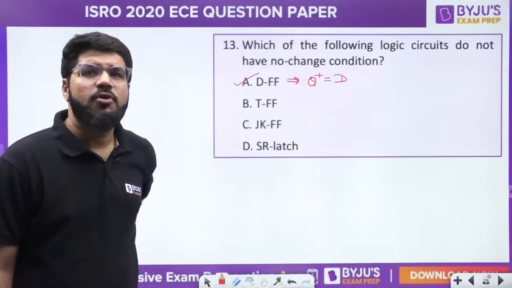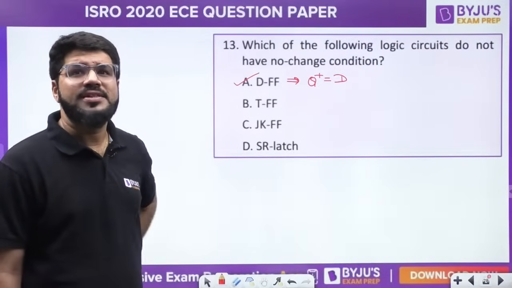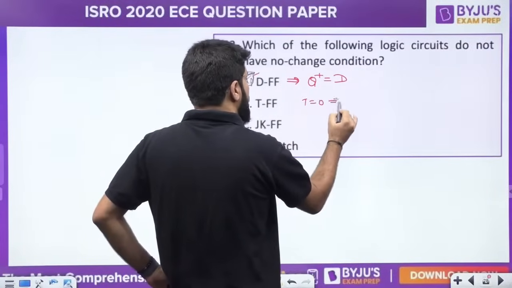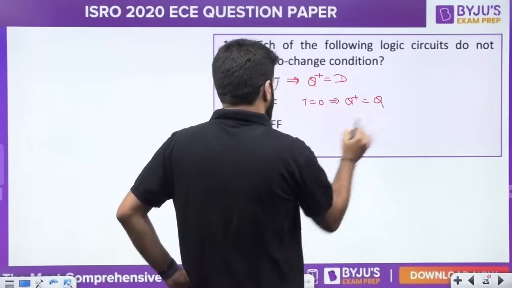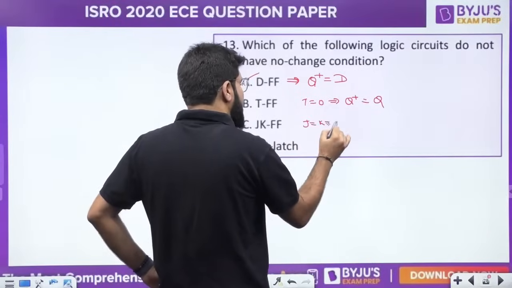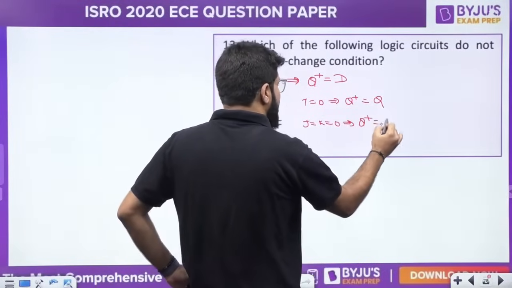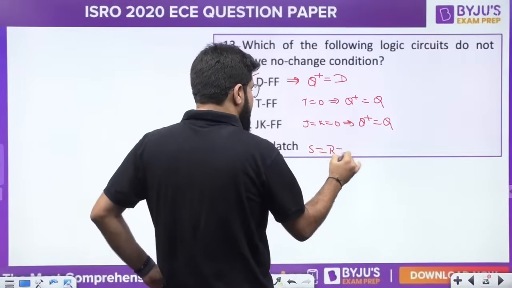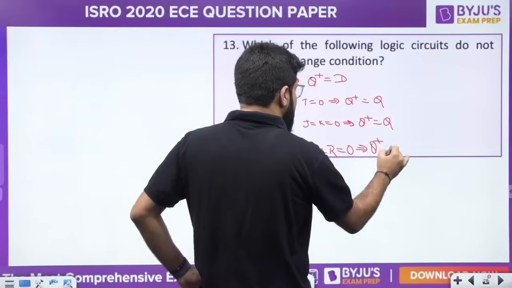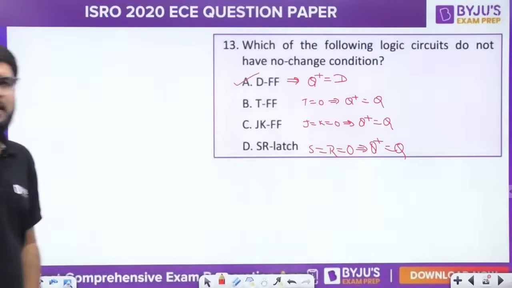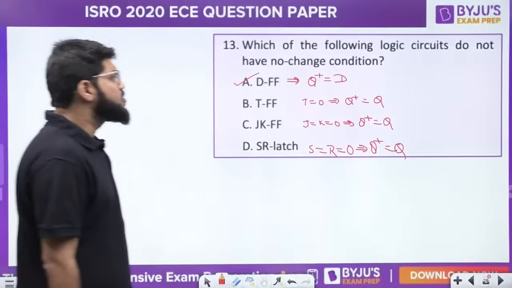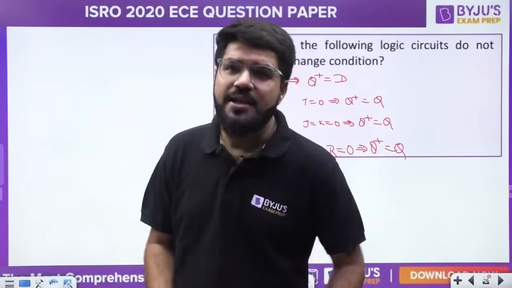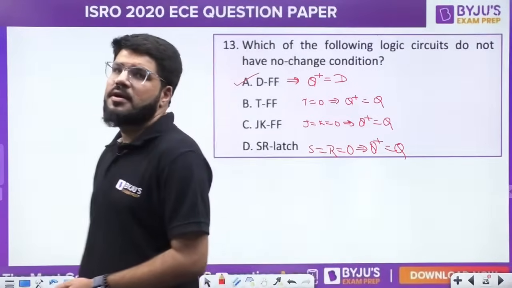Q plus will just follow the input D. There is no hold state condition here. In the T flip-flop it happens: whenever T is equal to 0, Q plus will be Q. In the JK flip-flop, whenever both J and K are 0, Q plus will be Q, it remains in the same state. Similarly, in the SR latch, whenever S and R are both 0, Q plus is equal to Q, the same state condition. That is the no change or hold condition. It is not there in the D flip-flop because Q plus is not Q, it is just equal to the input D. So the correct answer is A.